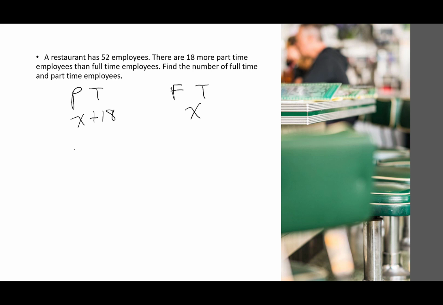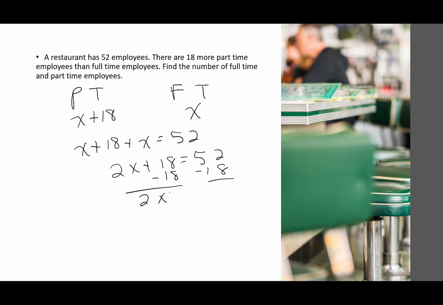Together, we have 52, so x plus 18 plus x is 52. Just like the one about the Eiffel Tower and the Strat, I combine the like terms. So I have 2x plus 18 is 52. I subtract 18. That says 2x is equal to 34. So when I divide by 2, I get x is 17. So 17 is my full-time workers. And then part-time, I have to add 17 and 18, which gives me 35.